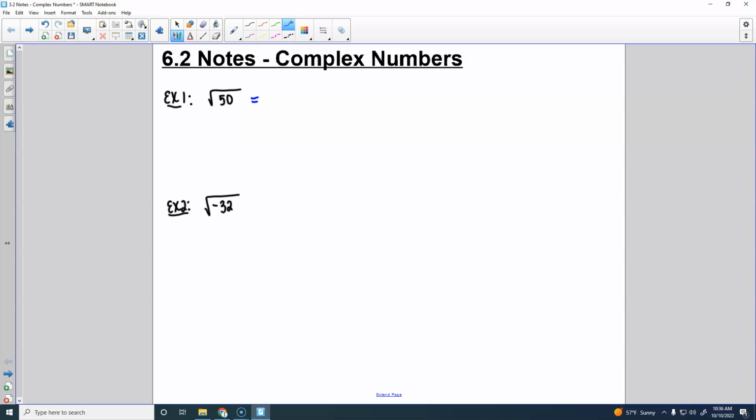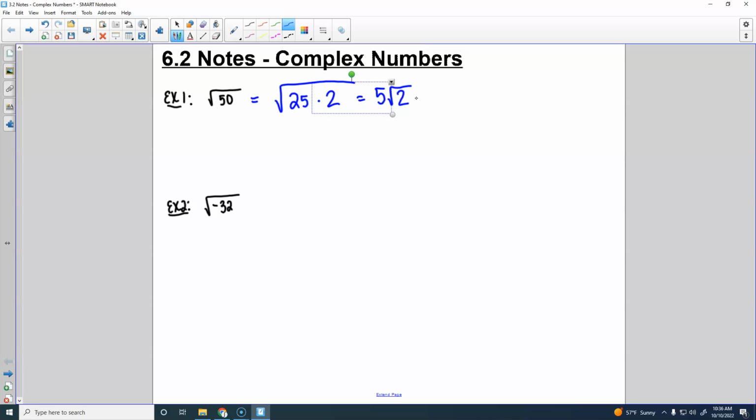let's continue on. All right, example 1. This is not a new example. This is a square root of 50. This is what we were doing the other day. We would just break this down. 25 times 2. We'll get 5 square root of 2. Okay?